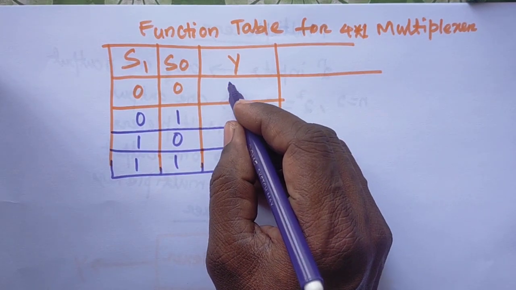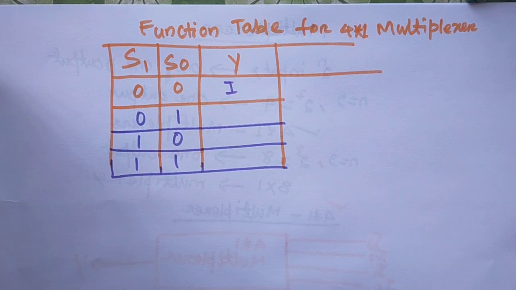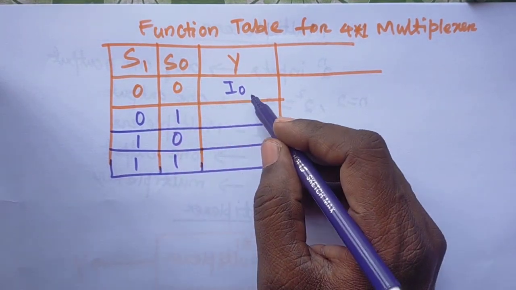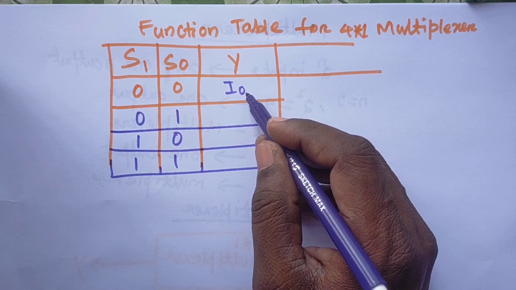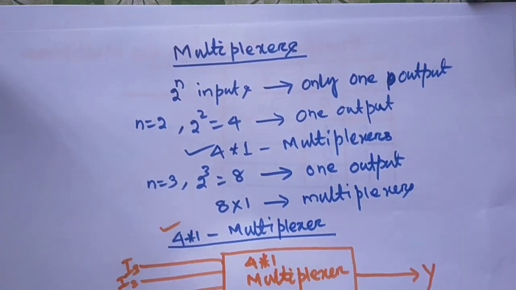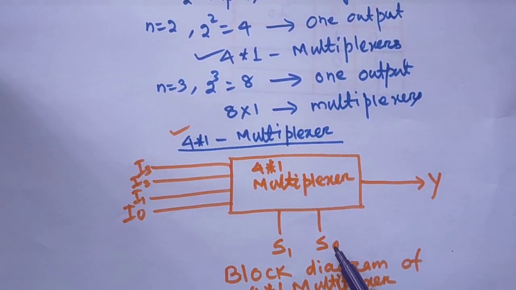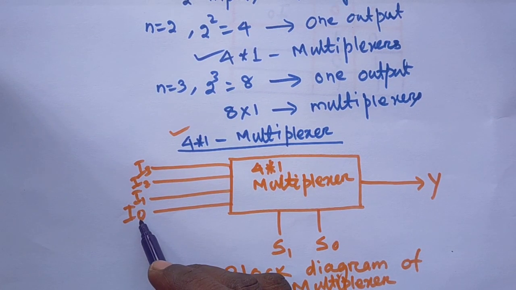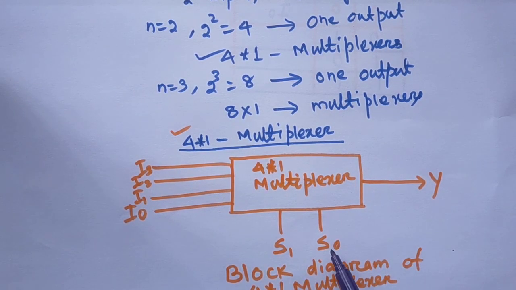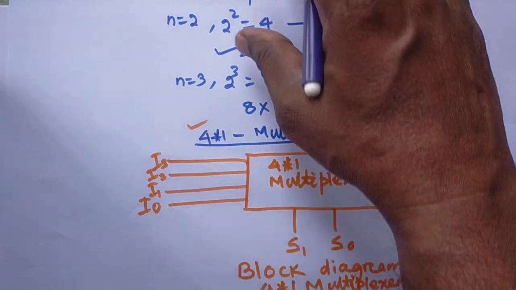If S0 is 0 and S1 is 0, then what happens? The output we can get from I0. If it is 0 0, the output comes from I0. Very simple way I will mention here: if it is 0 0, then I0 is considered as the input which provides the output for Y. Similarly, if this is 0 1, then we will consider I1. A different format I will also show you. You see, very simple way.